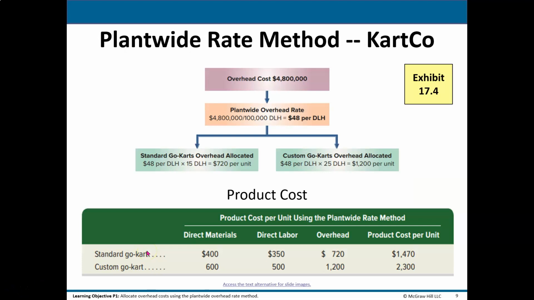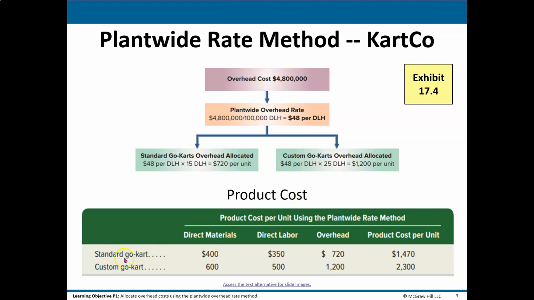So now let's take a look at the cost of the cart itself, the product cost. Now, how do we get it? We find out what our overhead costs are. We calculate our overhead rate, and then we allocate overhead. That's what we've done so far. So now let's get the total product cost per unit.